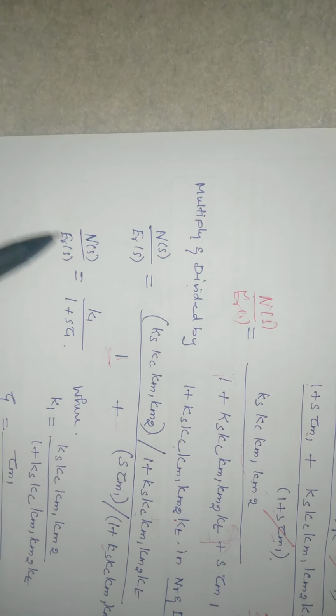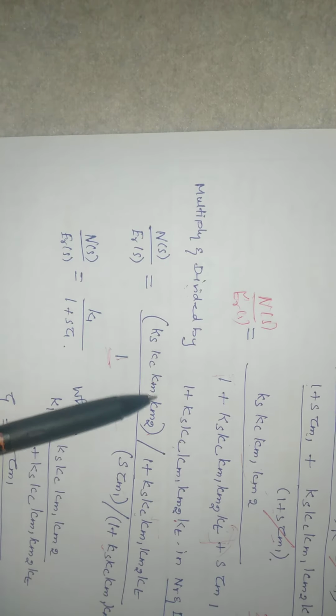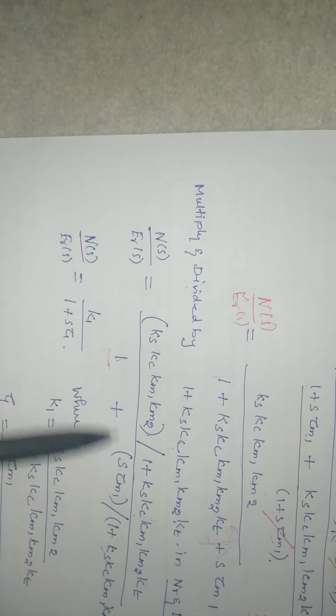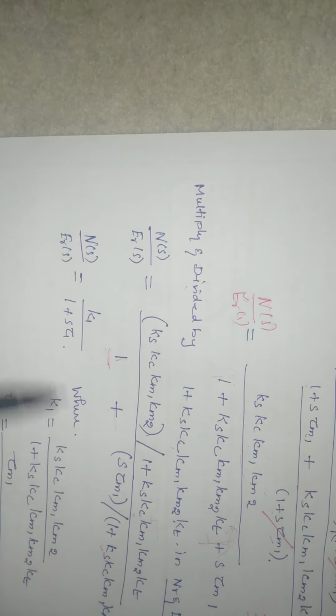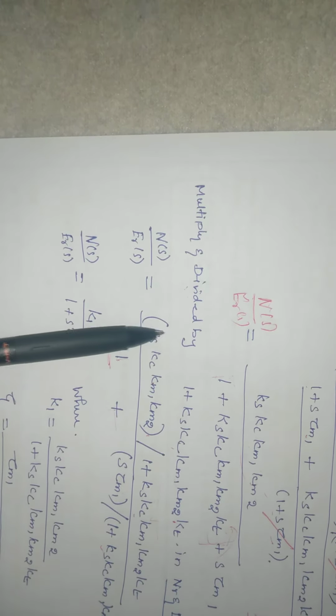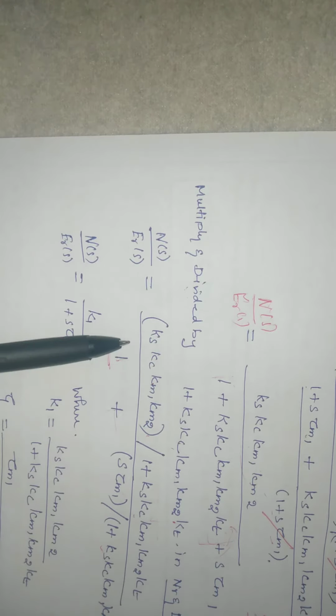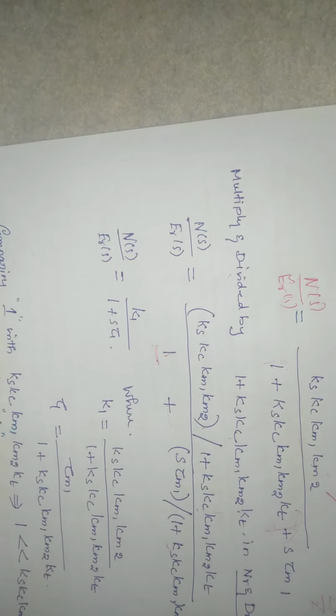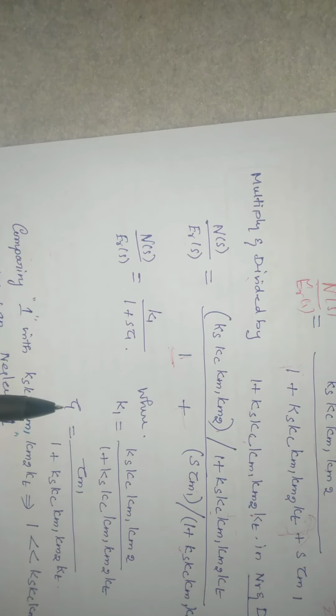So we are just substituting N(s), Er(s), Ks, Kc, Km1. This term will be considered as K1, and in the denominator 1 plus s as it is, and the remaining term will be tau 1. So K1 is equal to Ks Kc Km1 divided by 1 plus Ks Kc Km1 Km2 Kt, and tau 1 is the same, tau m1 divided by 1 plus Ks Kc Km1 Km2 Kt.